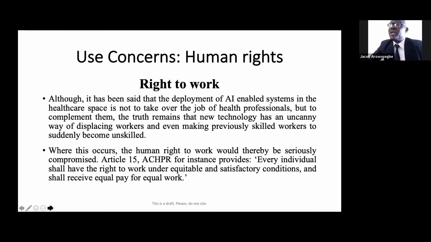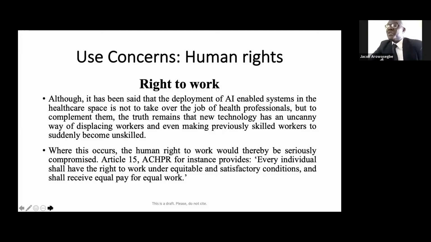Then another human rights issue is that of the right to work. Although it has been said that AI is not meant to take over the jobs of health professionals, but to complement them, the truth remains that new technology has an uncanny way of displacing workers and even making previously skilled workers suddenly become unskilled. Where this occurs, the human right to work will be seriously compromised. The right to work, for example, is in Article 15 of the African Charter on Human and Peoples' Rights.